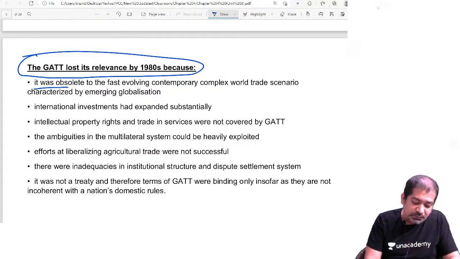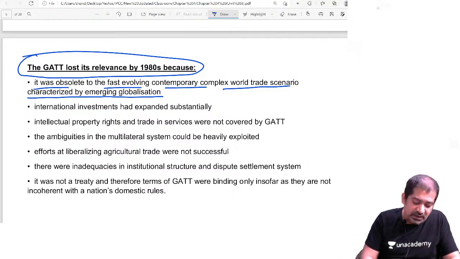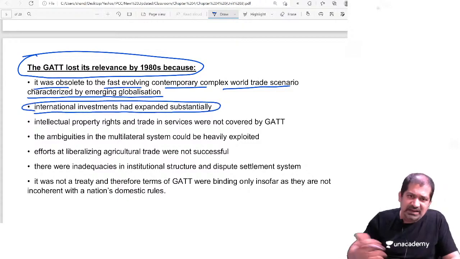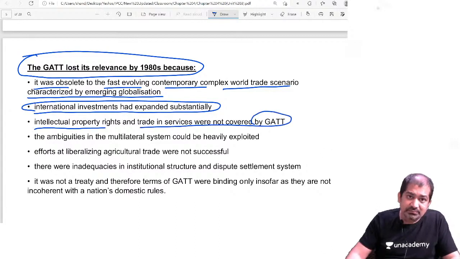Now you see, GATT was obsolete to the fast evolving contemporary, meaning present complex, world trade scenario characterized by emerging globalization. When GATT came, globalization was not happening at a very fast rate. But after GATT, in the next 2 decades, 3 decades, the pace of globalization significantly increased. International investment had expanded substantially. Yes, FDI and FII were happening like wildfire across different parts of the globe. Intellectual property rights and trade in services were not covered by GATT, which were included again in the WTO.